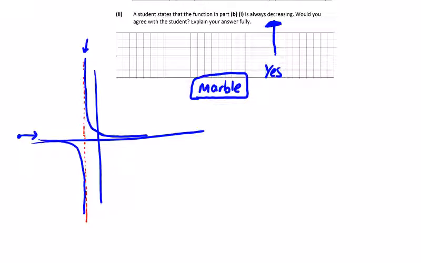Even though there's a break in the function, you could say down here minus infinity, up here plus infinity. Someone might answer, well, it goes from down here to up here, therefore it increases at that point, but that's not the way we read these functions. So technically, this function is always decreasing.